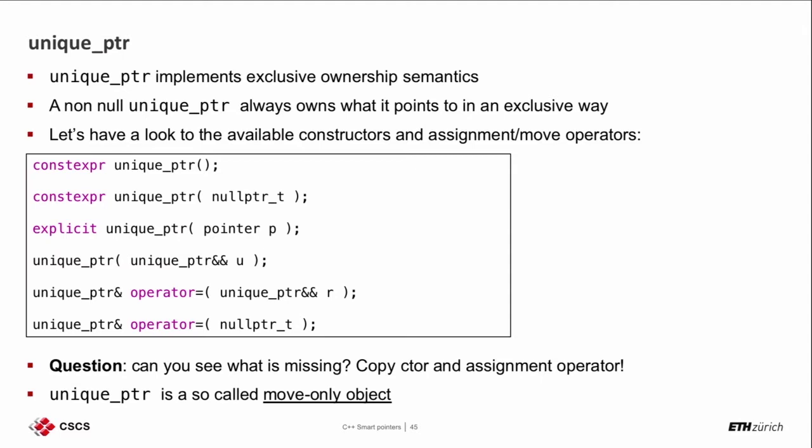So the managed resource, which is the dynamically allocated memory, can be owned only by one unique pointer at a time. If you create a new unique pointer that you want to point to the same memory resource, the old one will have to release the resource. So at any point in your code, you will have only one unique pointer pointing to a given memory location on the heap.